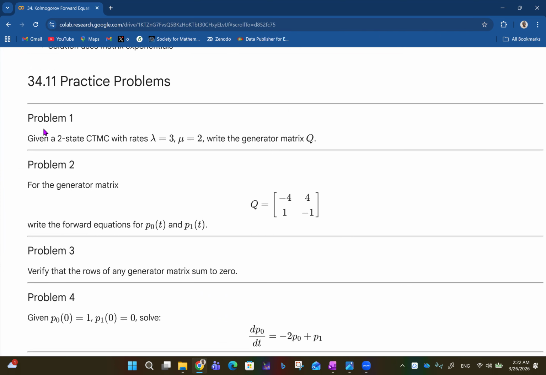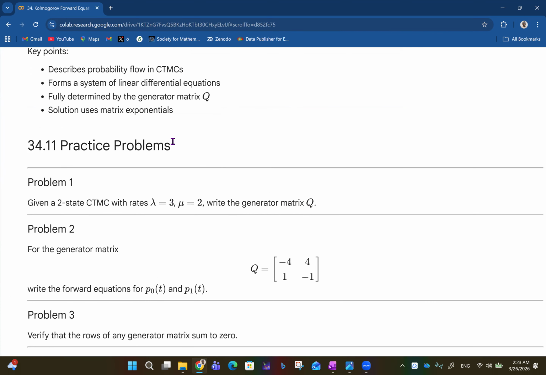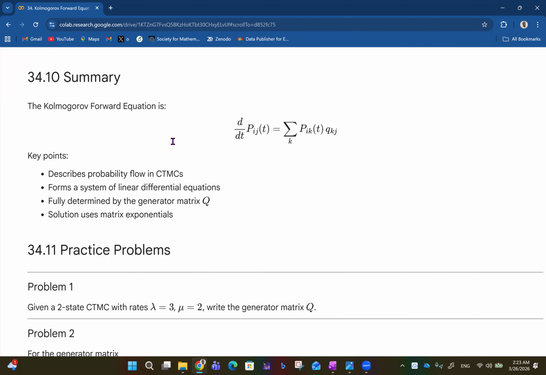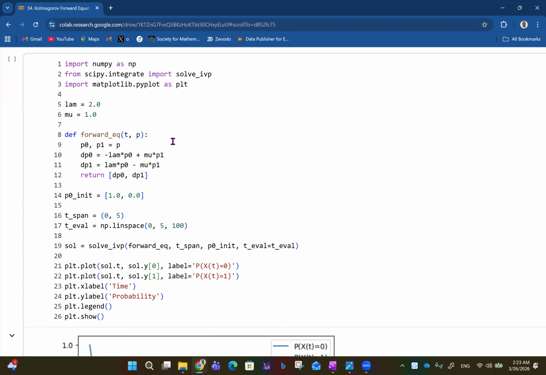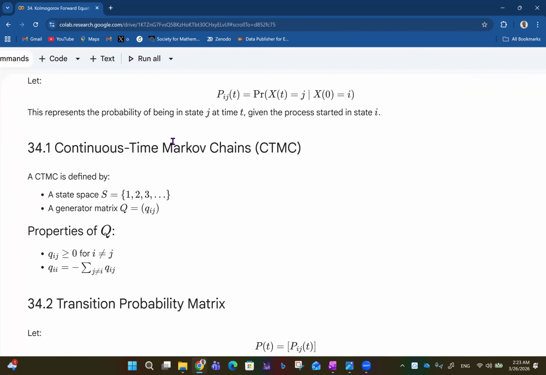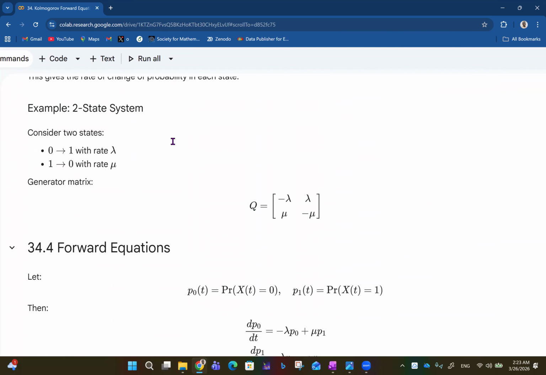Given a two-state continuous time Markov chain with rate lambda equals 3 and mu equals 2, write the generator matrix Q. Did we really touch on this so far? I doubt it. I think it's possible for a two-state chain. We have lambda and mu, so it's going to end up being something like the one we were having the other time: minus lambda, lambda, then mu, minus mu.